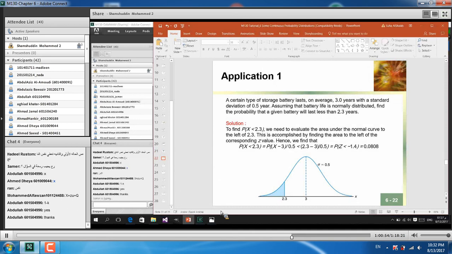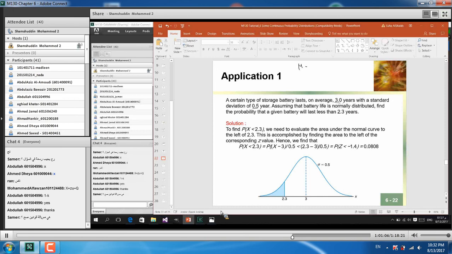Now we have a certain type of storage battery that lasts on average 3 years with standard deviation 0.5. See? What does on average mean? On average means this is my mu. It's 3. And the standard deviation, which is sigma, is 0.5. Okay? So clearly this is assuming that the battery life is normally distributed, meaning I'm following the normal distribution. The good thing in normal distribution is that they are giving you in the question that it's a normal. You don't have to guess. They are saying it's a normal or it's a standard. So this is my mu, my sigma.